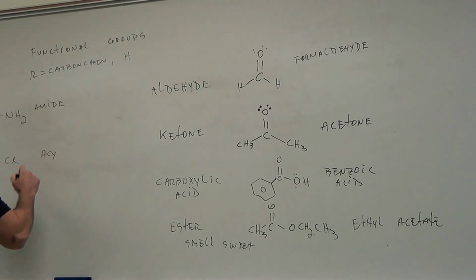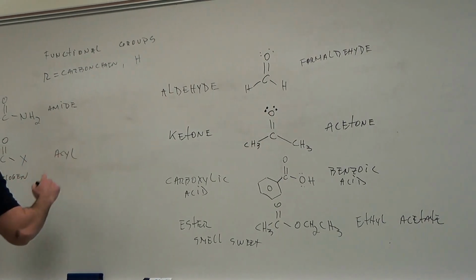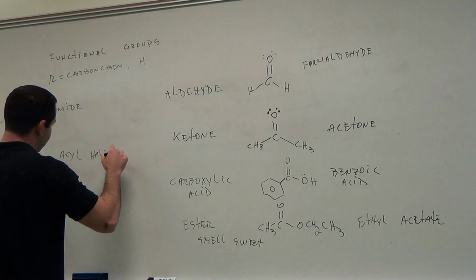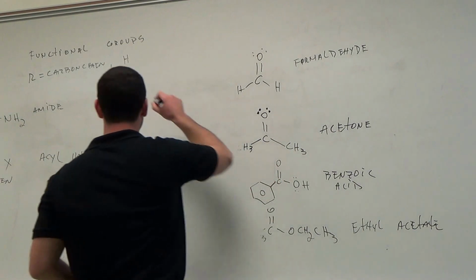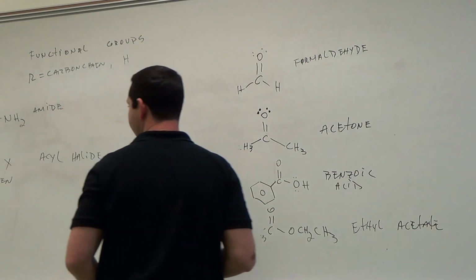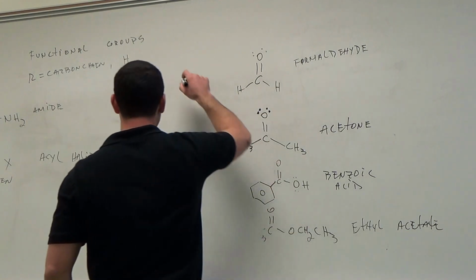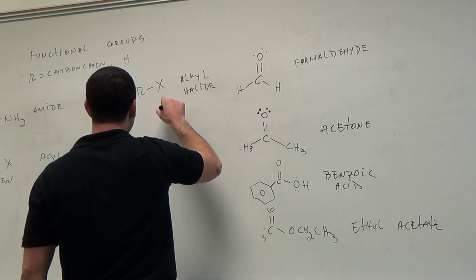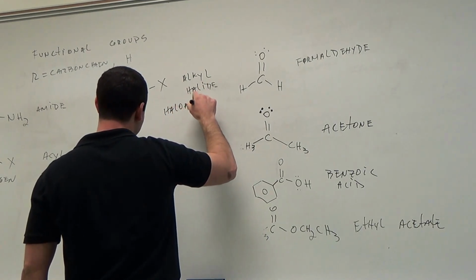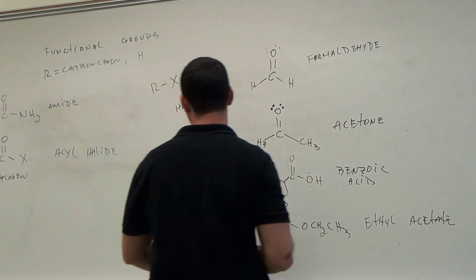All right. Let's put an X here. The X stands for a halogen. This is called an acyl halide. And since we're talking about halogens, when you have this, it is called an alkyl halide or a haloalkane. Which one do you like better?